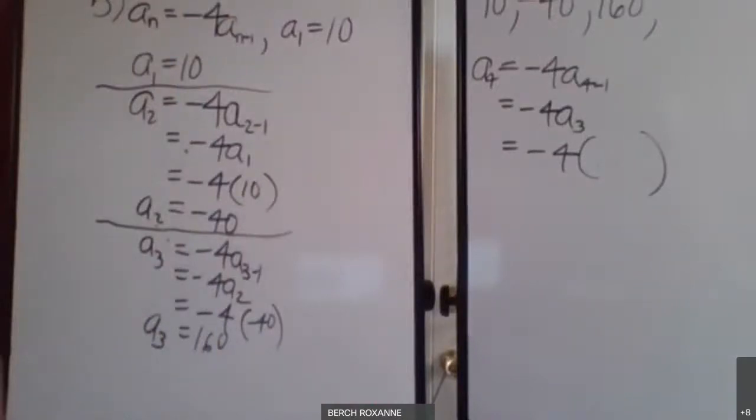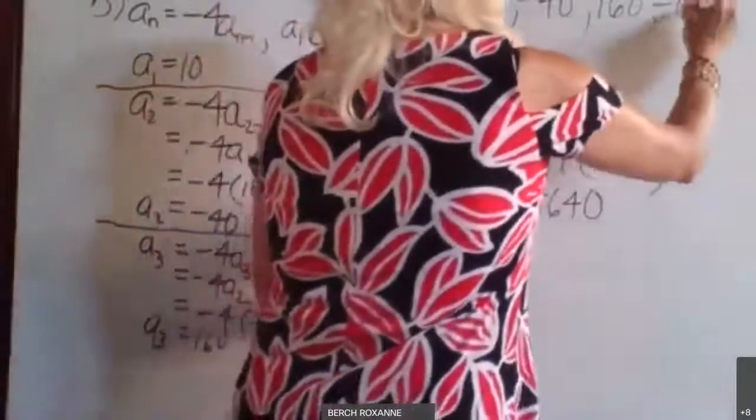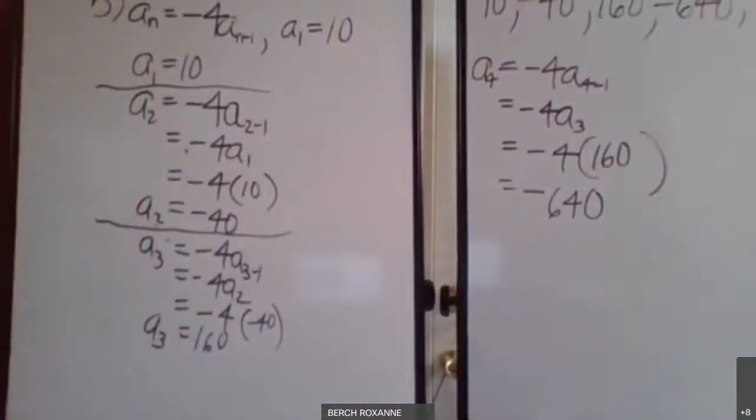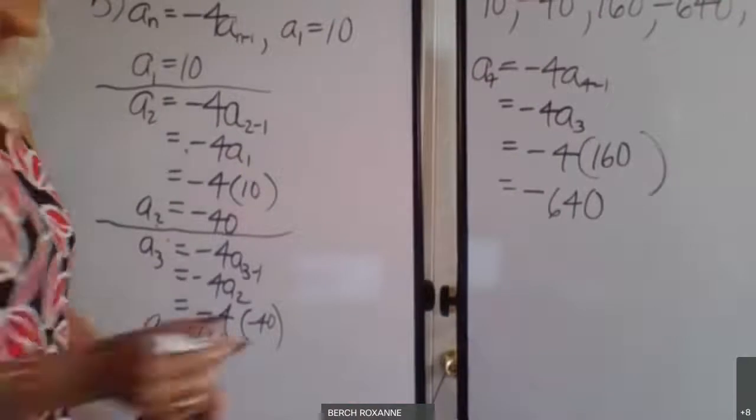-4 times 160. So that would be a negative 24,640? Is that right? I don't have the answer in front of me, so.